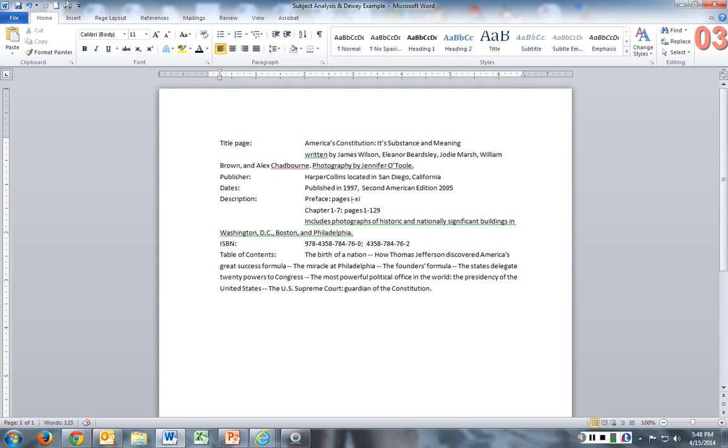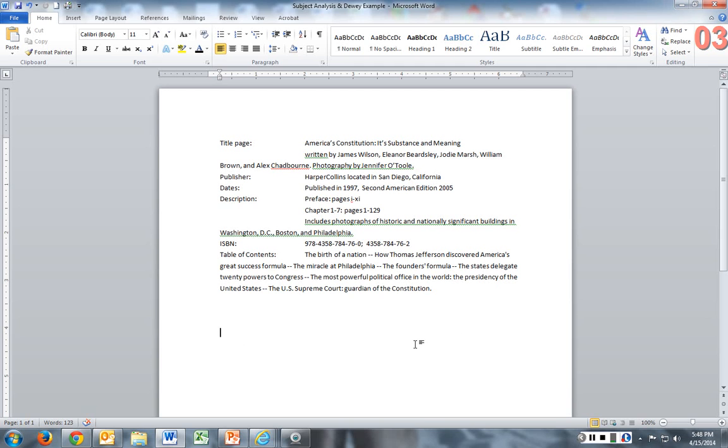So I'm just going to go down from the beginning of the record all the way to the bottom, working through this information and show you exactly how to do cataloging, the decisions that you make, the things that you're going to encounter and are going to have to deal with. So on the title page we have the title and then information about who it was written by, and then that photography was done by Jennifer O'Toole.